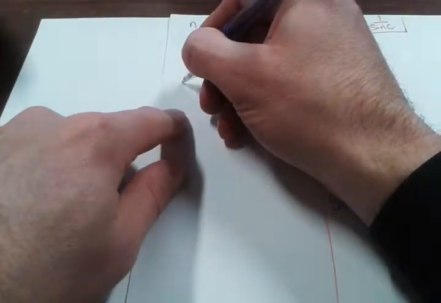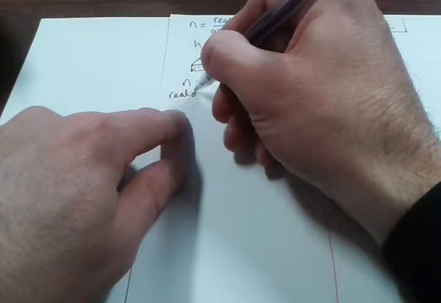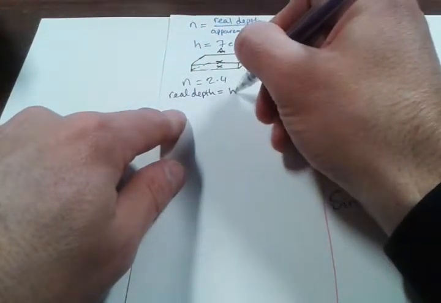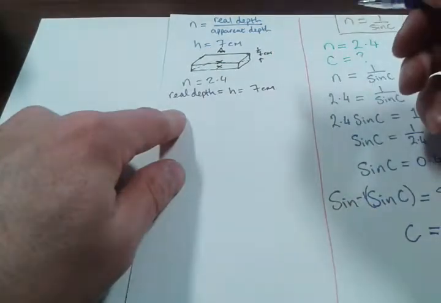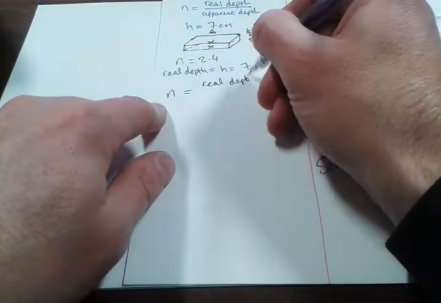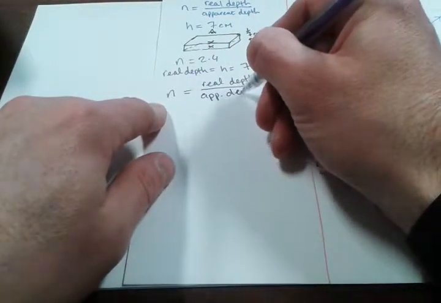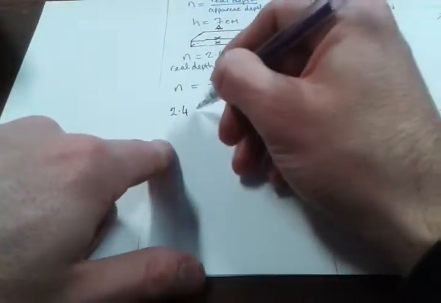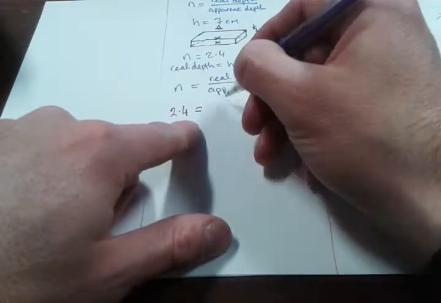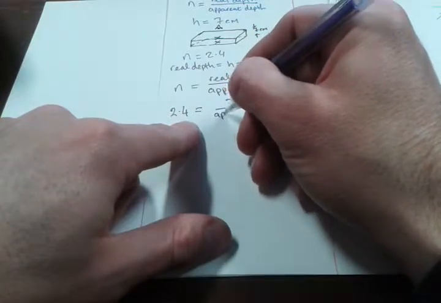So we have n equals 2.4, and we have the real depth is h, which is 7 centimeters. And so to answer this question, we fill in the formula again. So n is equal to real depth over apparent depth. So we fill in 2.4 is equal to, well, the real depth is 7 centimeters over the apparent depth.